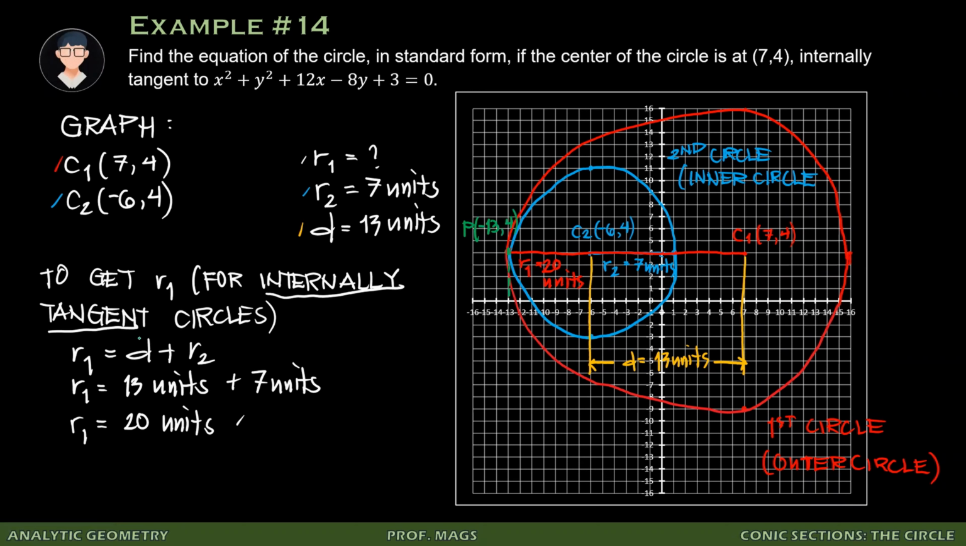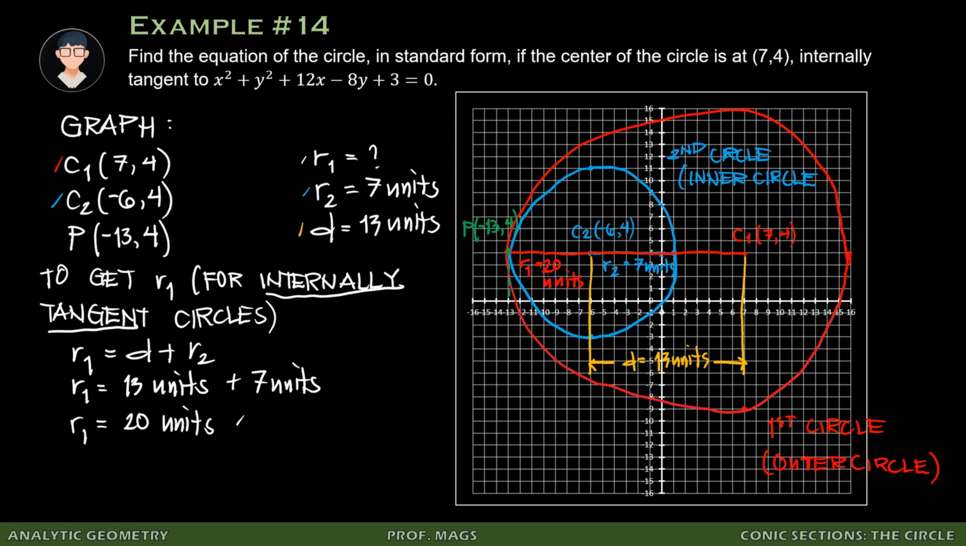Okay? So the point of tangency is negative 13 and 4. So yung point of tangency na yan, that is the point in which the two circles intersect each other at only one point. At yung one point na yon is negative 13 and 4. Okay? Additional information lang yan.